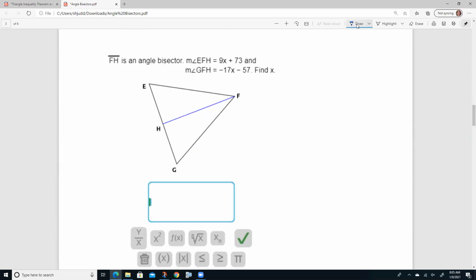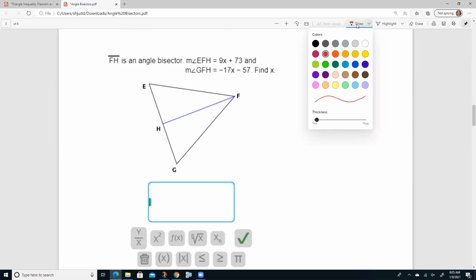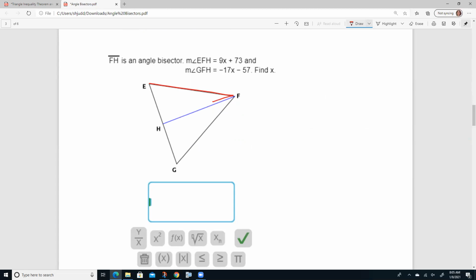Let's talk about this angle bisector. It says EF is an angle bisector, and then it gives me some more information. I'm going to go ahead and switch to red. It says EFH, E to F to H. So that's this angle right here. It says that's 9x plus 73. And it says GFH, so this angle right here, is negative 17x minus 57. And we're supposed to find x.